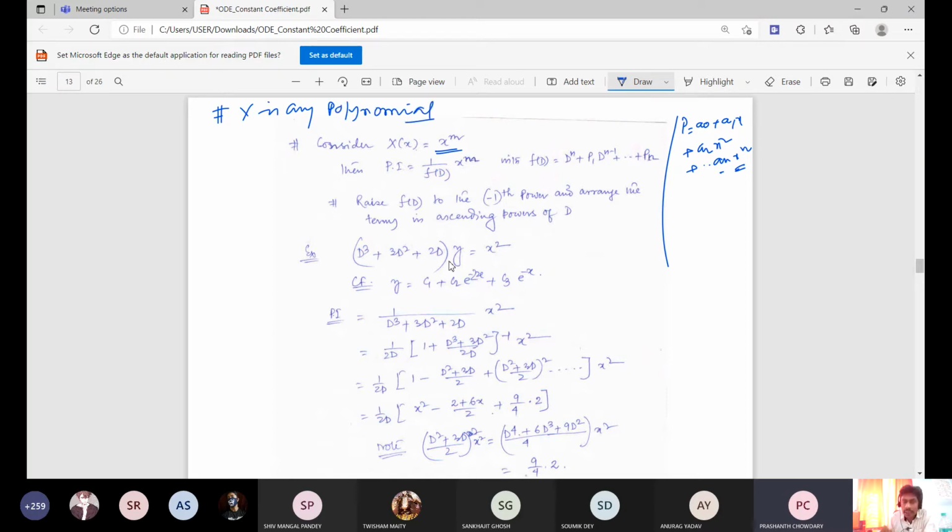So that's why I have considered the general term, because for a polynomial only one term is enough. Other terms accordingly you can find. So let us see how to solve this type of problem.